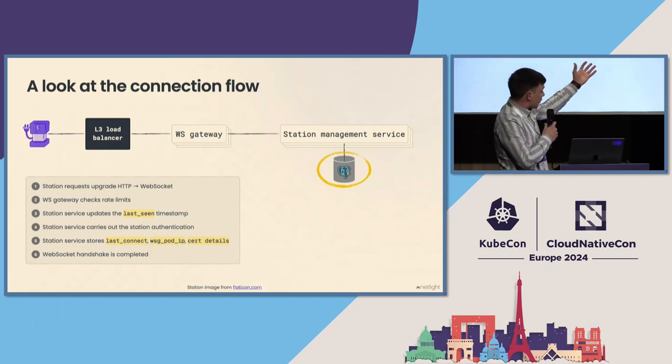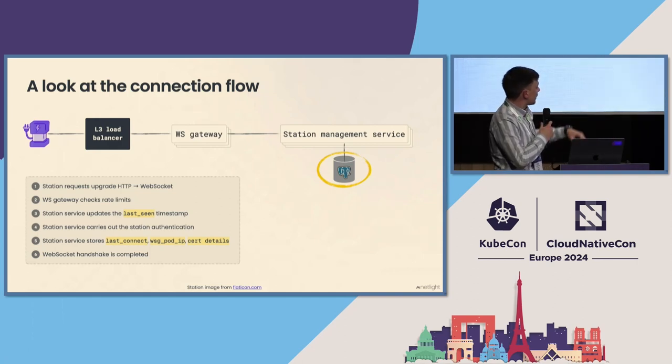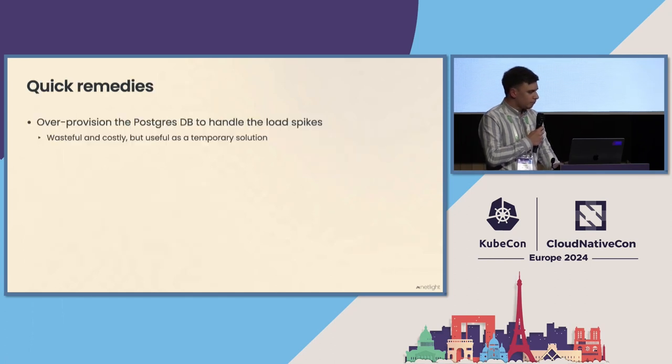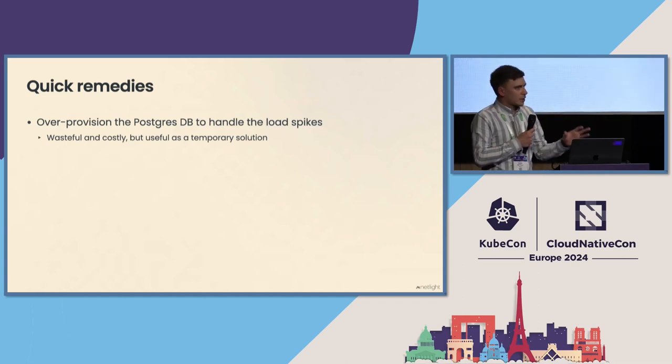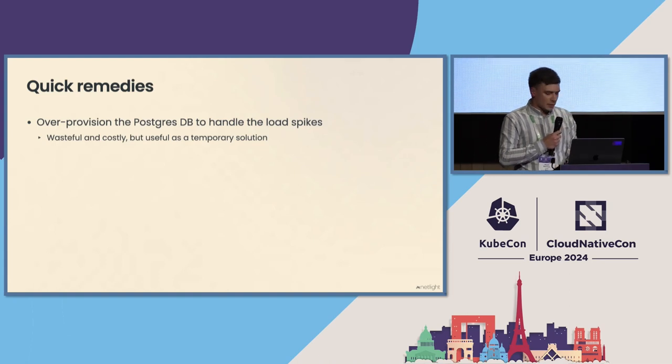So there are a couple of writes, a couple of reads that happen to the database, and during peak times of load, this can be a bottleneck. Some quick remedies that we could apply right away are basically over-provision the database. Yeah? Just throw some money at the problem, hope that it goes away. It's wasteful and costly, of course, but still, as a temporary solution, it's pretty helpful.